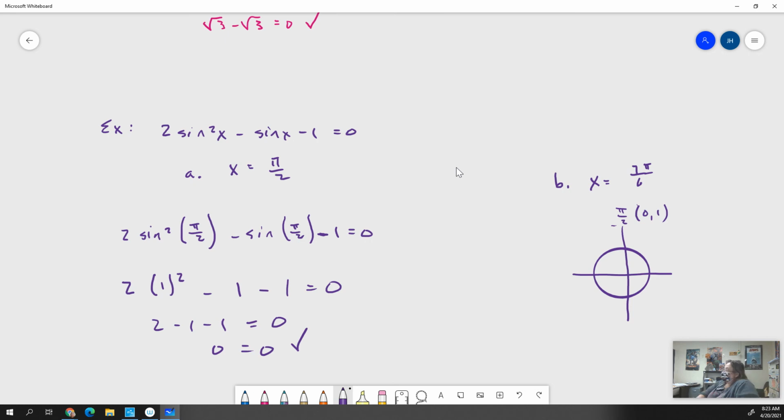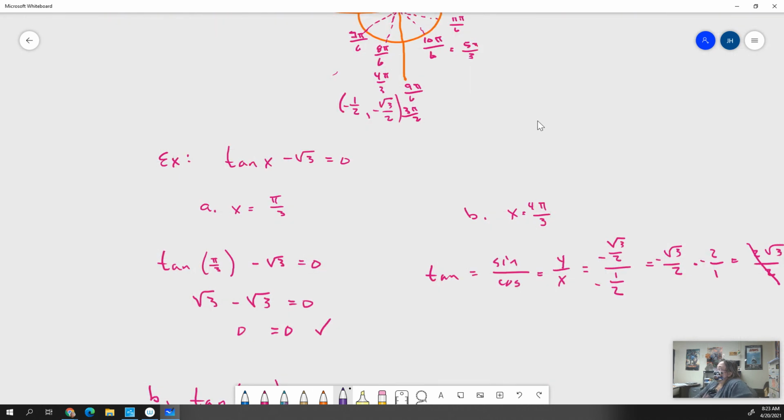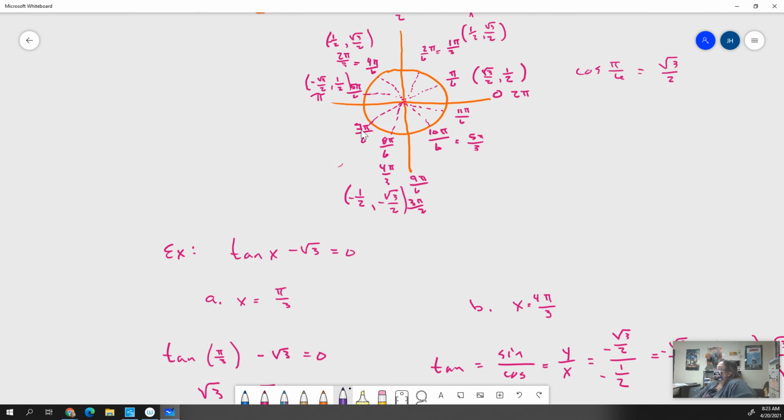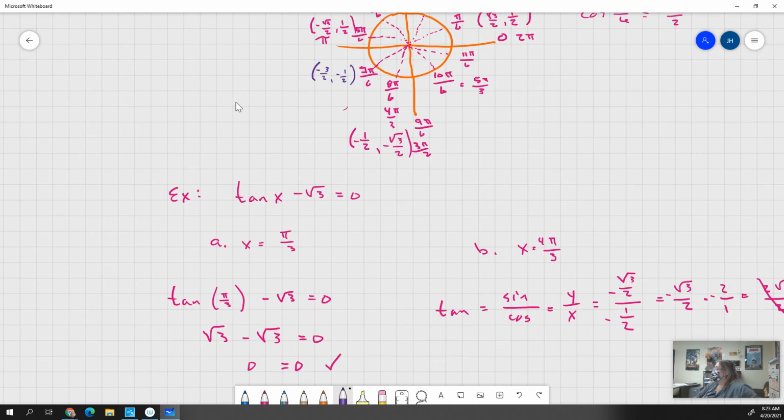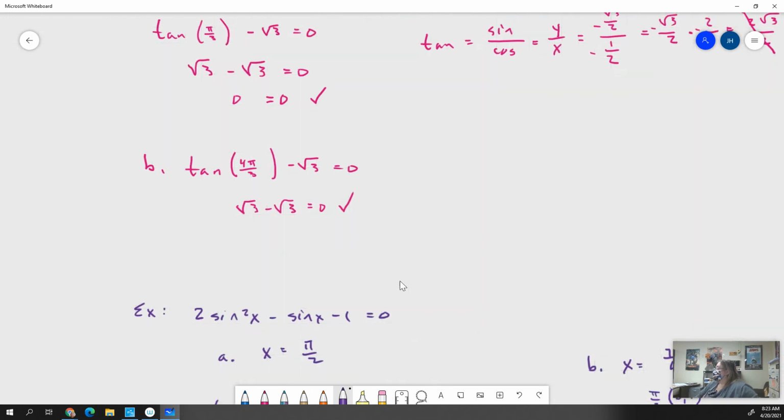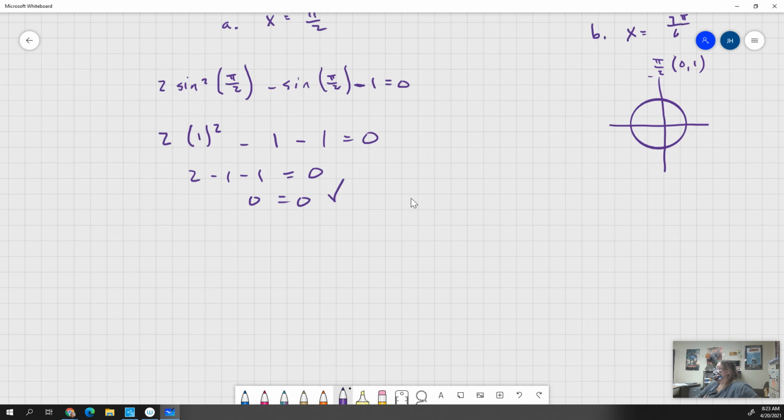7 pi over 6. Well, what do we get with 7 pi over 6? Let's come up here, look at our unit circle. 7 pi over 6 is right here. It's going to be negative root 3 over 2, negative 1/2, right? So our sine that we're dealing with is negative 1/2, right? Because that's our y. And so that's what we're just going to plug in for each of these, right?